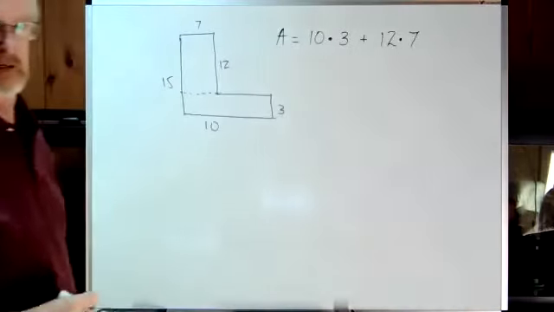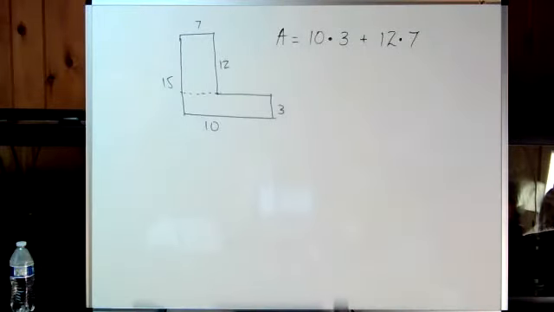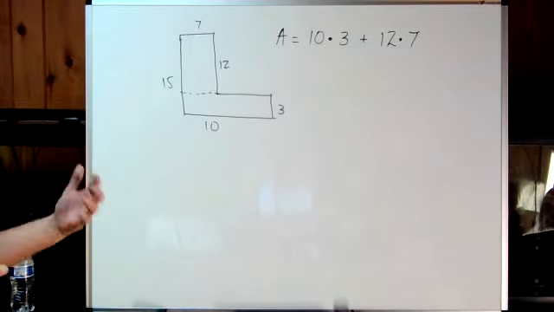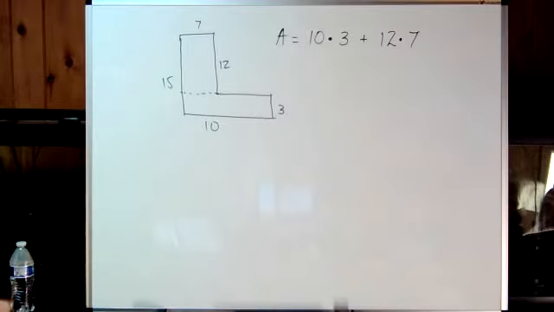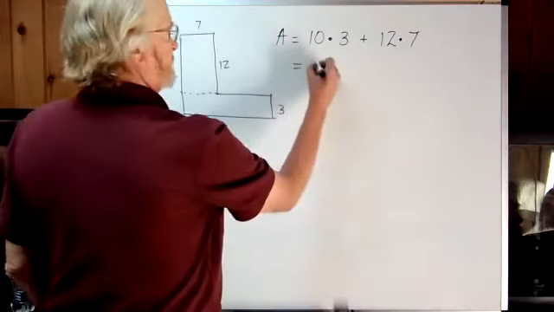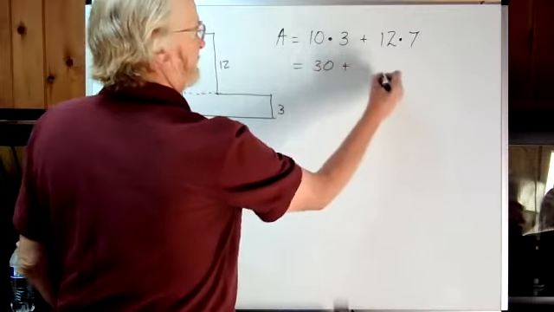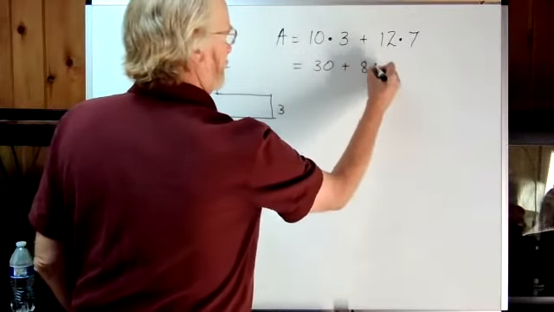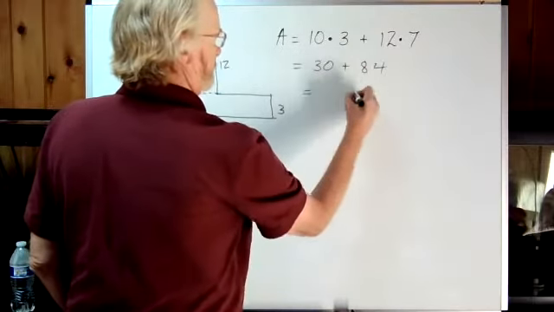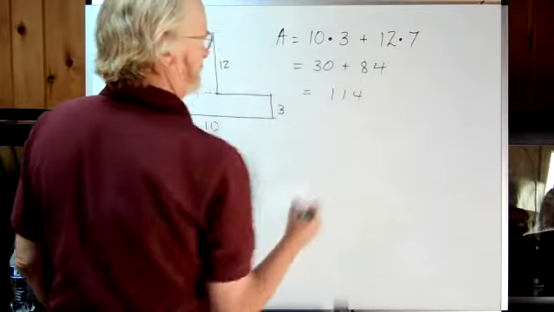Everybody okay with those numbers? How I got those numbers? Let me know if I lost you there. So the area of this figure is just the sum really of two separate pieces. Put them together. This one's 30, and what's that? 84. For 114.